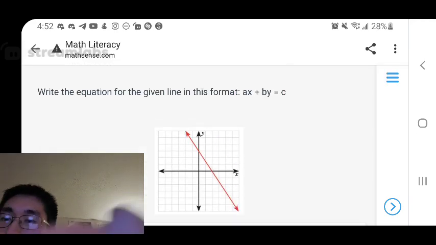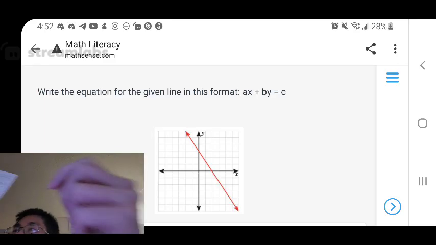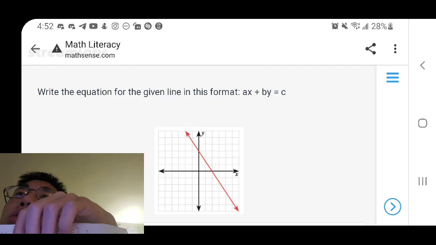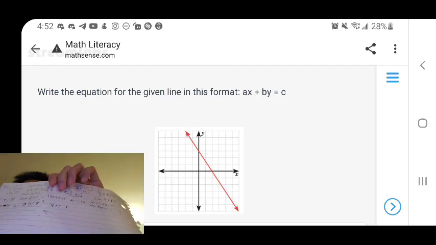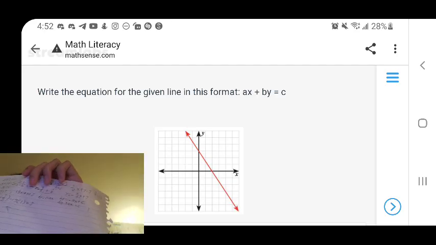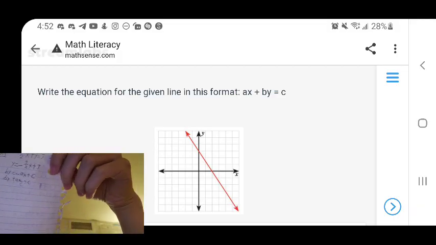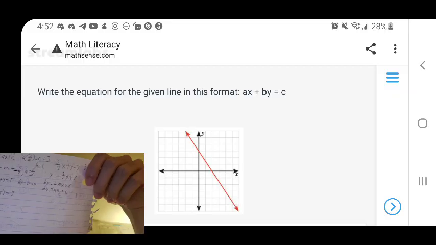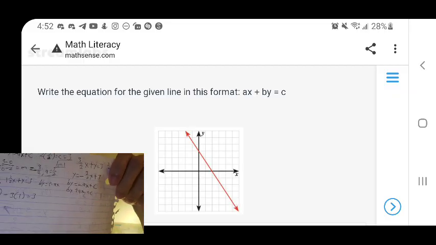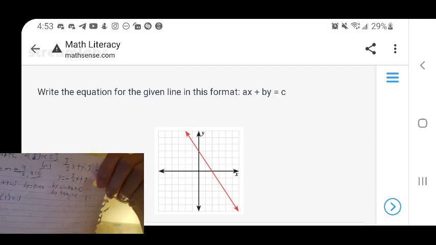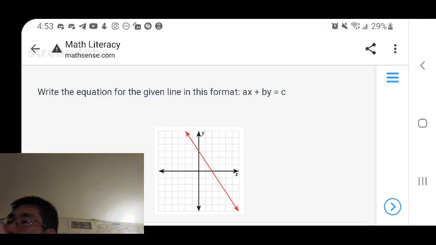Let me check my work. I can show you my work. You can see it. Four. Yeah. I don't know how this is working. Yeah, still got 3.